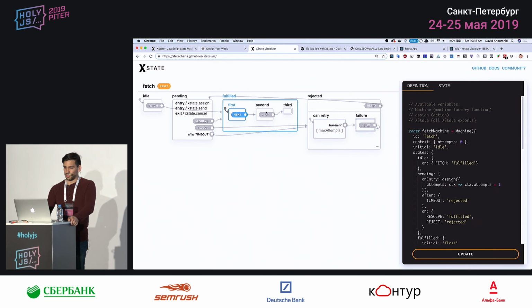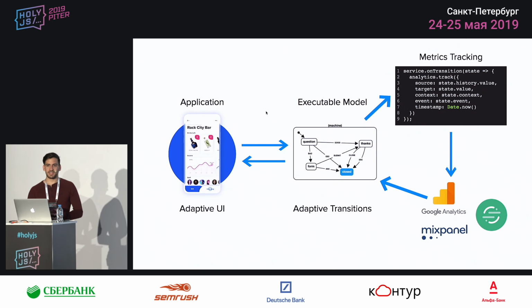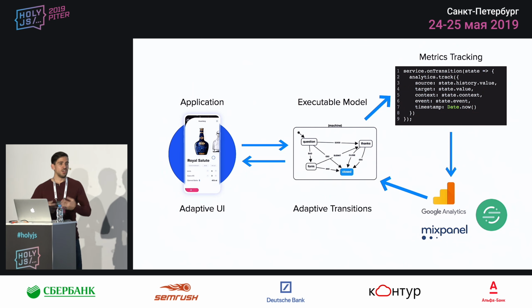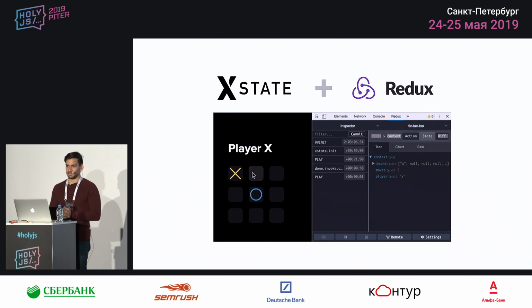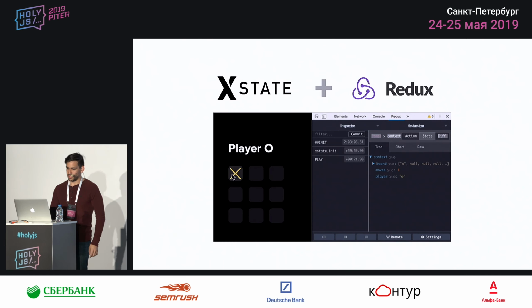one way that you could utilize state machines. And so basically, we take that metrics tracking. You could store it in Google Analytics, Mixpanel, or whatever, and basically get adaptive user interfaces.